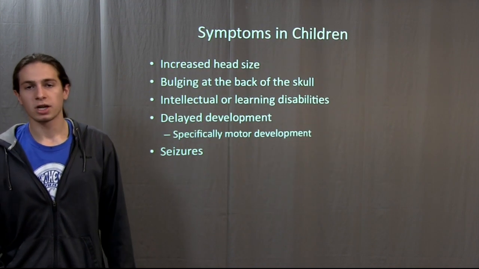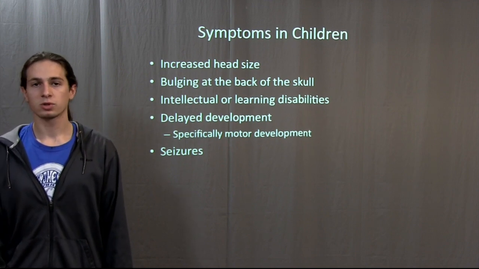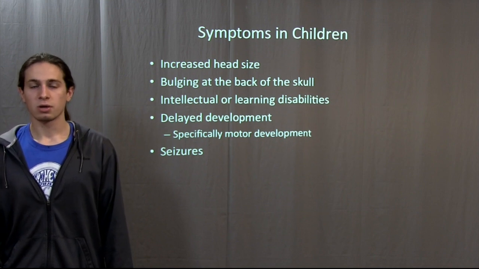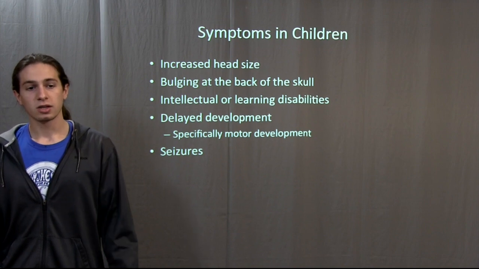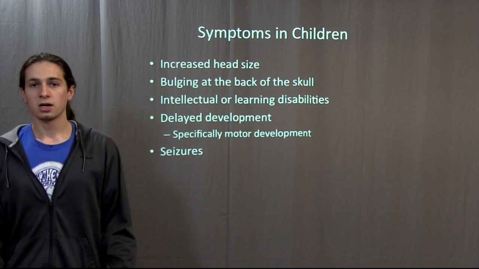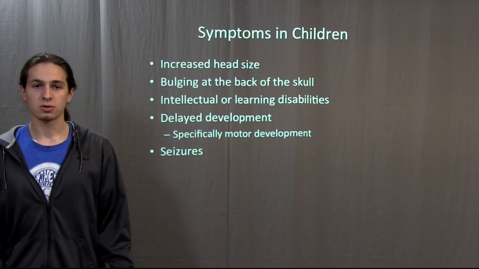Symptoms in children may include increased head size and bulging at the back of the skull, which are both due to hydrocephalus. Intellectual or learning disabilities, which may be due to the neurons failing to migrate to their proper locations. Delayed development, and specifically motor development, which is caused by the underdevelopment of the cerebellum, and you may even see seizures.